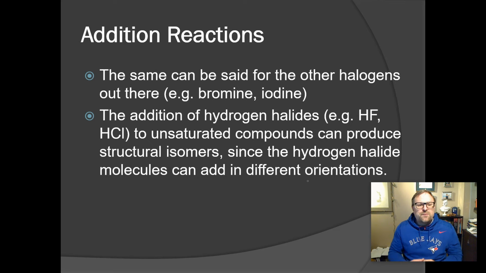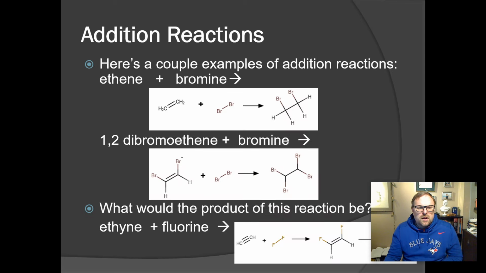The same can be said for other halogens that are out there. Remember, we can also add hydrogen halides as well to unsaturated compounds, which produces interesting structural isomers since the halide molecules can bond in different orientations, right? You could end up with the halogen on carbon 1, or you can end up with it on carbon 2. Really depends on the situation. What I've done here is a couple of examples of addition reactions, okay?